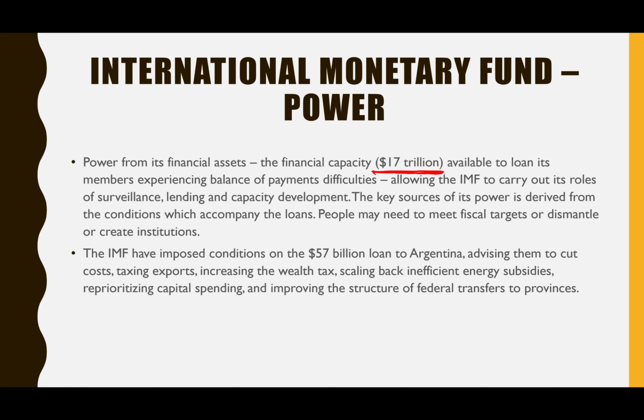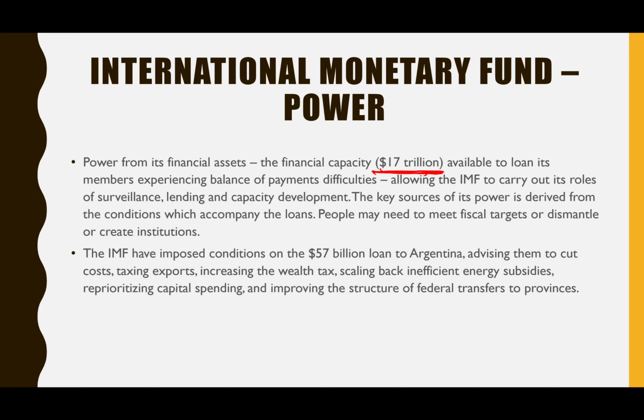To lend money, to surveil countries, to give capacity development. Their financial capacity of $17 trillion enables them to do their roles, and that will also enable them to influence a country's economy. The IMF also can impose conditions on countries that do take on their loans, and that is where they can also influence a country.